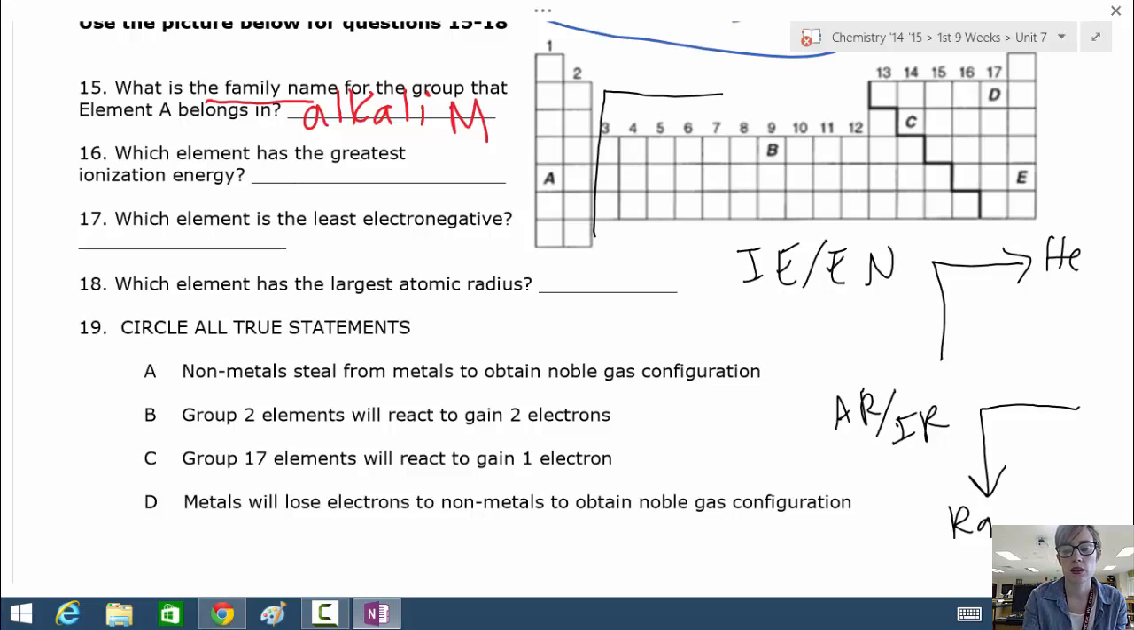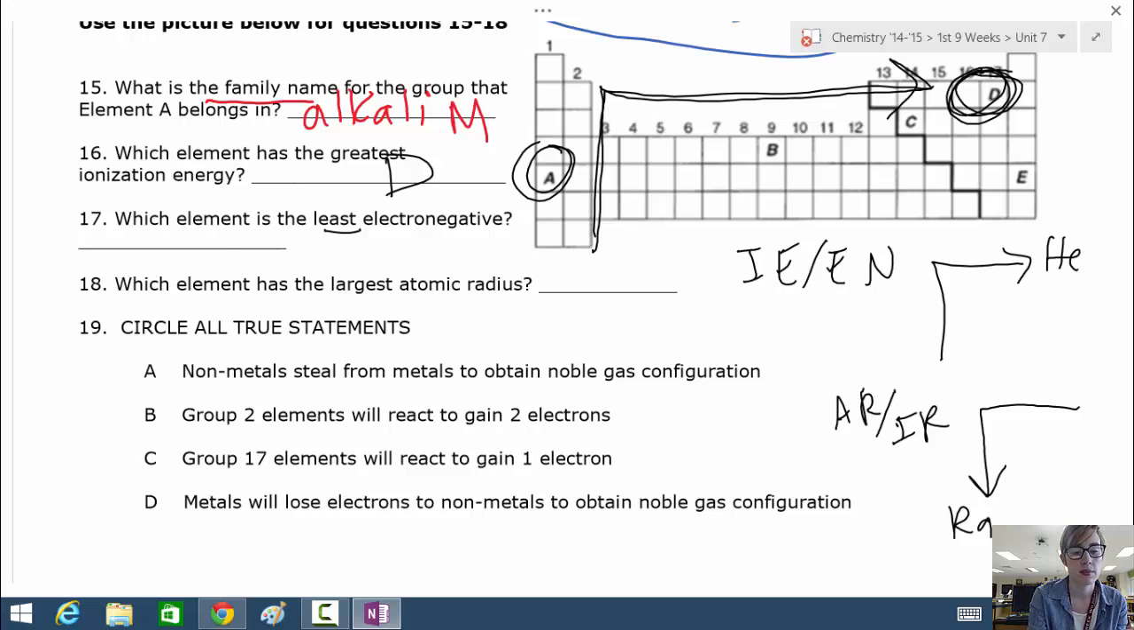Okay. So which element has the greatest ionization energy? If we go up and to the right, D has the greatest ionization energy. The least electronegativity, or the least electronegative, would be A, because electronegativity goes up and to the right. So D is the greatest. So what's the opposite of D? That would be A.